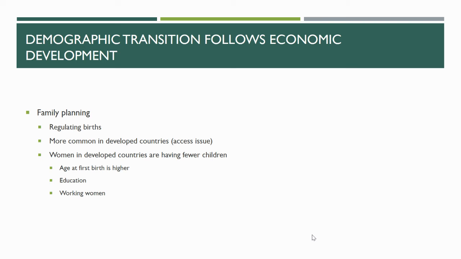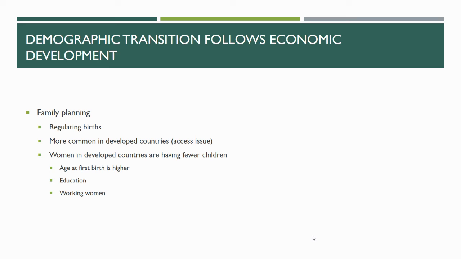Another thing that we've noticed is that women in developed countries are having fewer children. Some of that is because their age at the first time they give birth is a little bit higher, which means that that woman will have fewer children throughout her lifetime. So that's going to decrease the TFR.